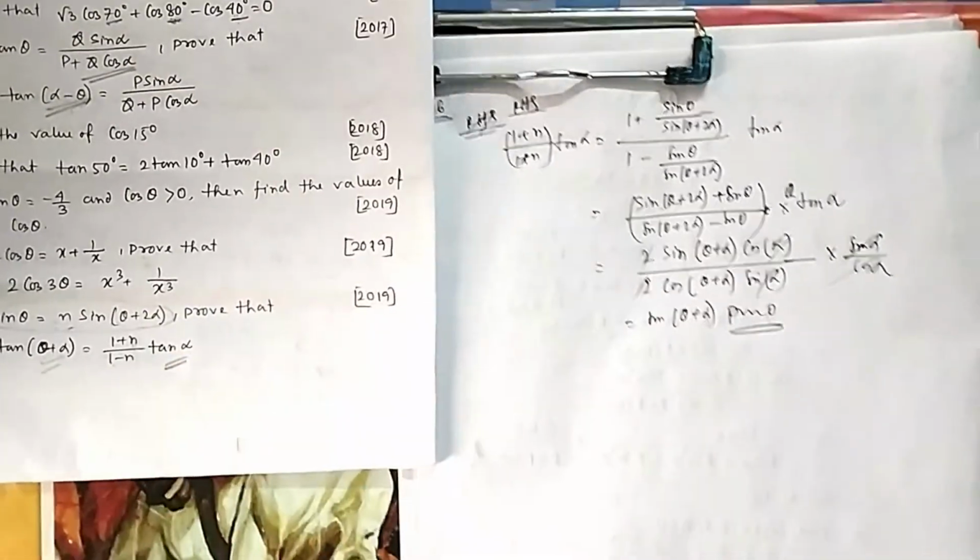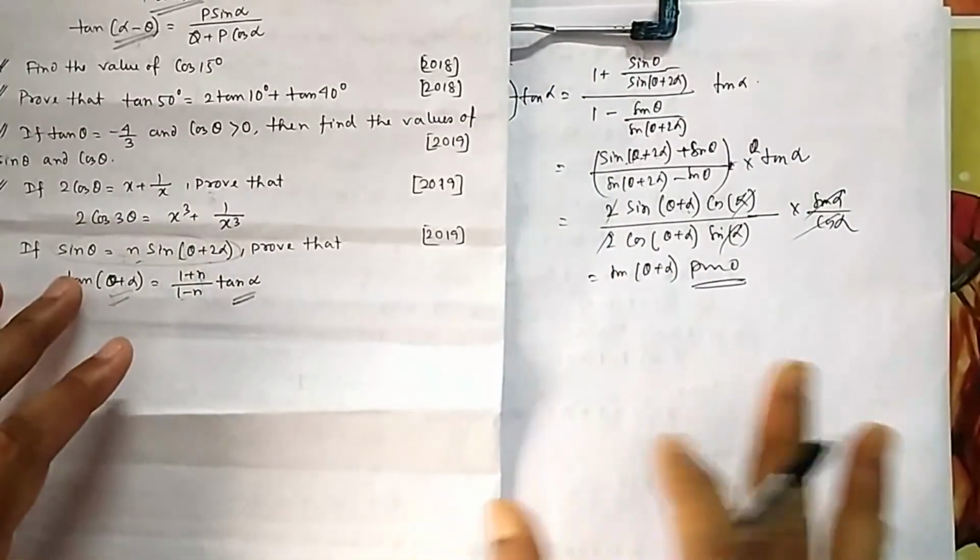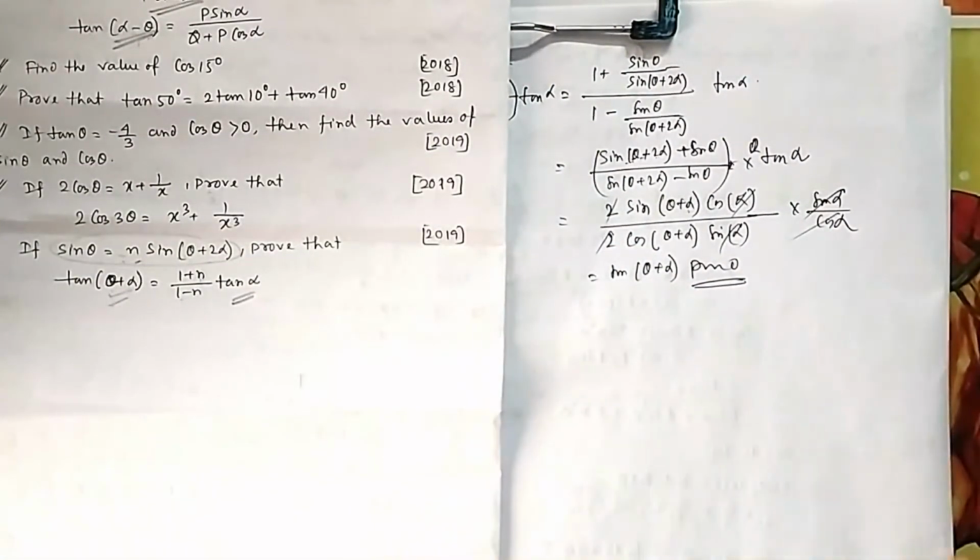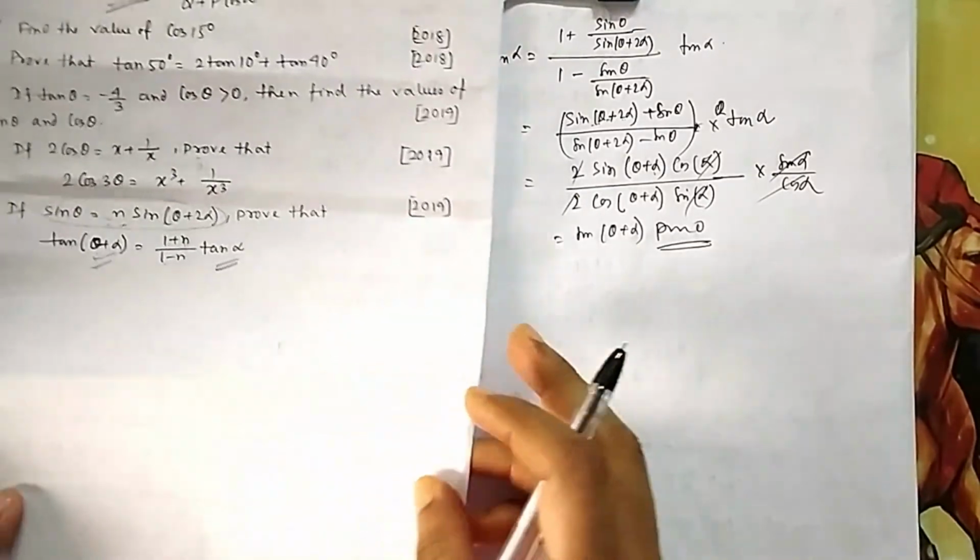So in all these proofs, you have to get some hint from the question itself, and you have to go for an approach. You give an approach, and ultimately you will get the answer if your formulas are correct.